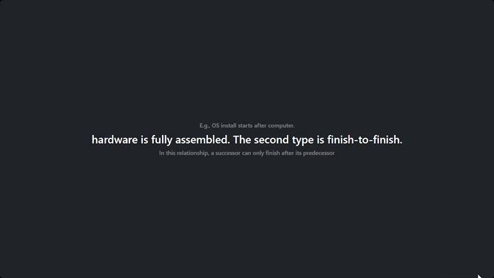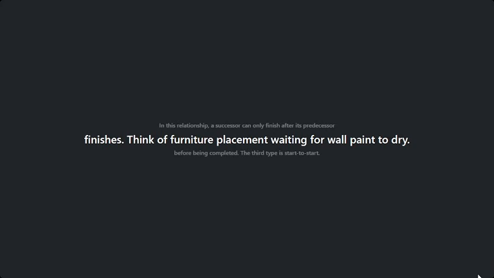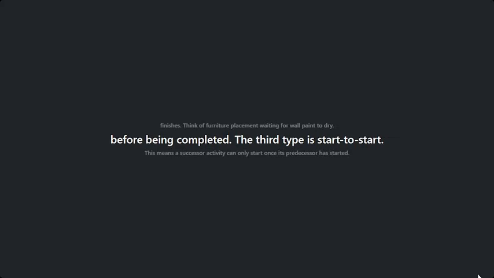The second type is finish to finish. In this relationship, a successor activity can only finish after its predecessor activity finishes. Think of furniture placement waiting for paint on a wall to dry before being completed.